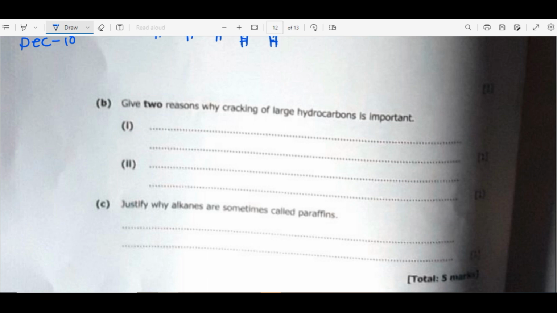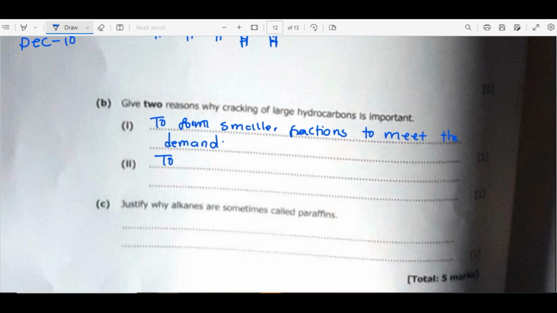Then question B, give 2 reasons why cracking of large hydrocarbons is important. The first one, to form smaller fractions to meet the demand. The second one, to form alkenes. So cracking is one of the processes that can help us to give us the alkenes.